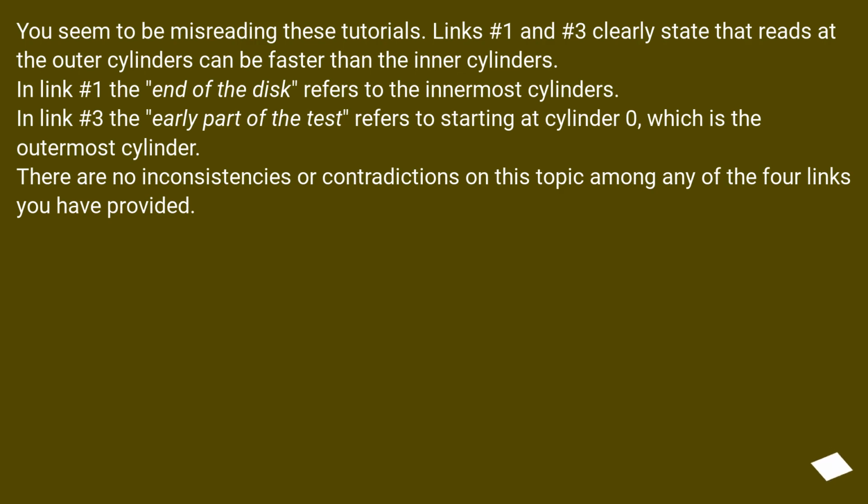You seem to be misreading these tutorials. Links number 1 and number 3 clearly state that reads at the outer cylinders can be faster than the inner cylinders. In link number 1, the end of the disk refers to the innermost cylinders. In link number 3, the early part of the test refers to starting at cylinder 0, which is the outermost cylinder. There are no inconsistencies or contradictions on this topic among any of the 4 links you have provided.